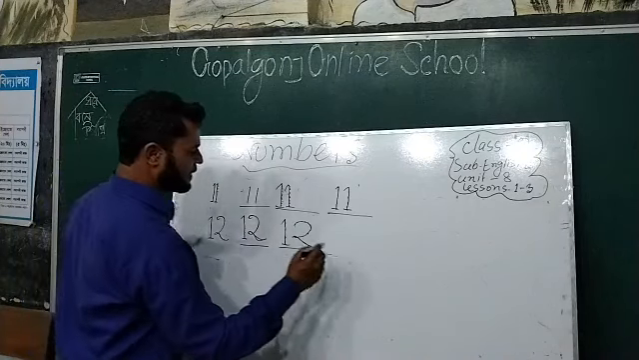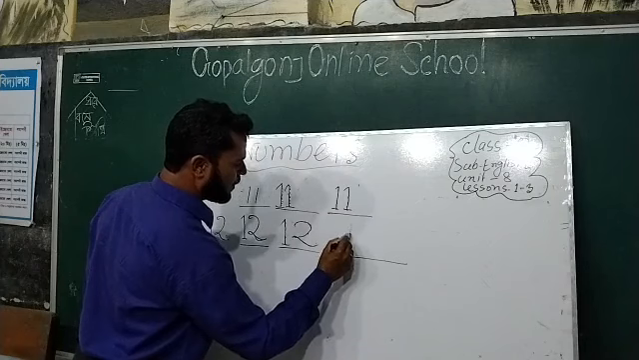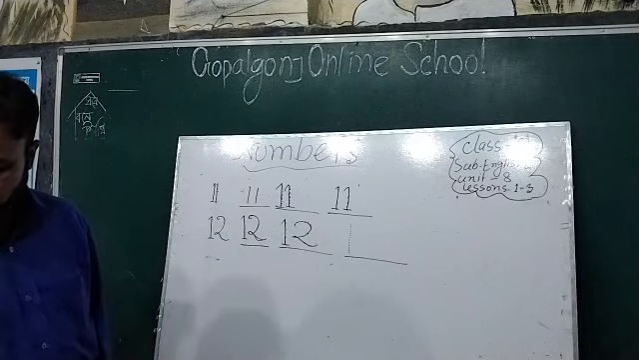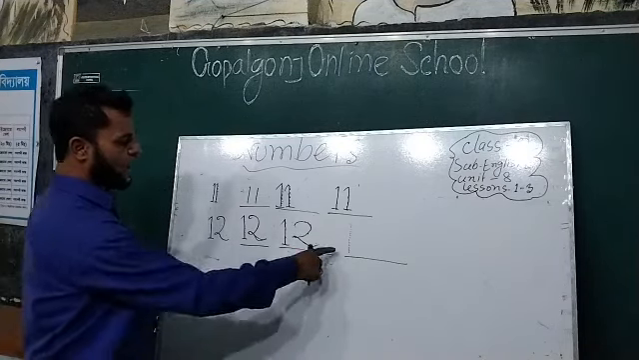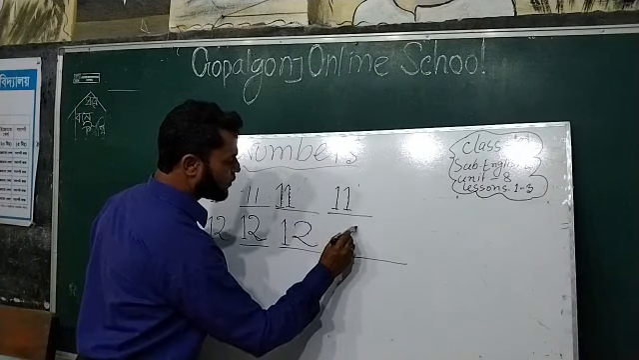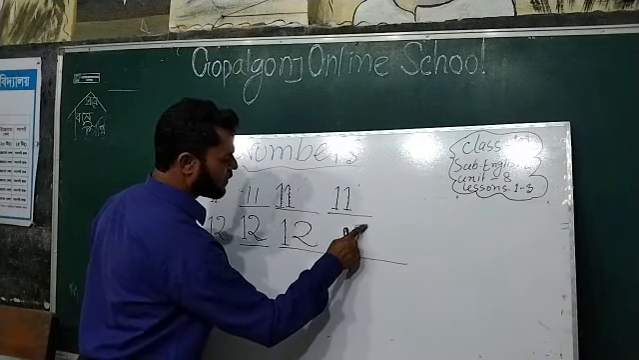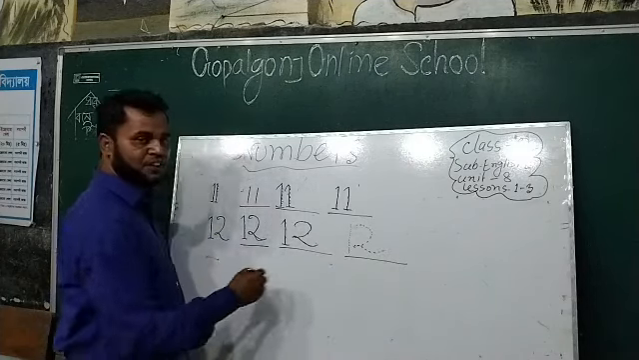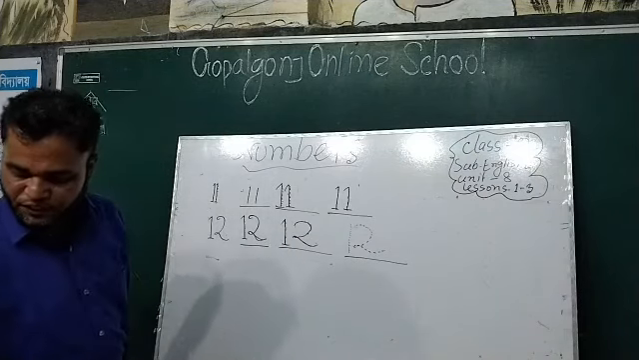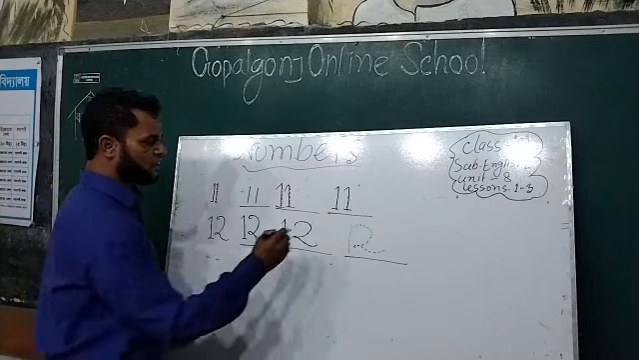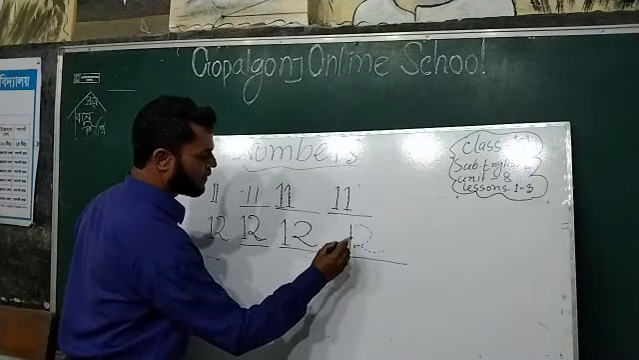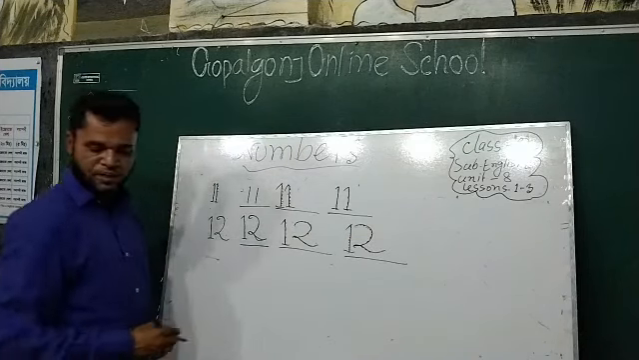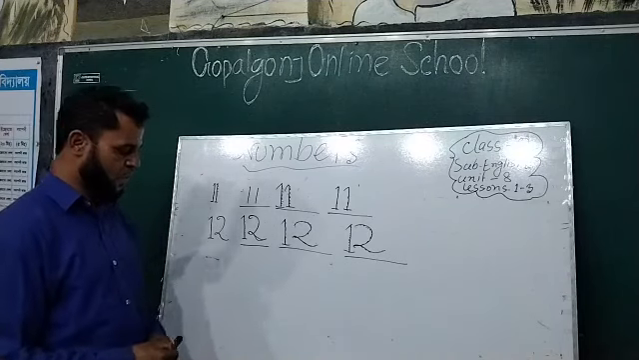1, 2, 12. Dear students, what's this? Yes, it's called 1. Let's write 2 beside. Let's write with dots and let's join the dots. Like this, start from here. It's called 12.